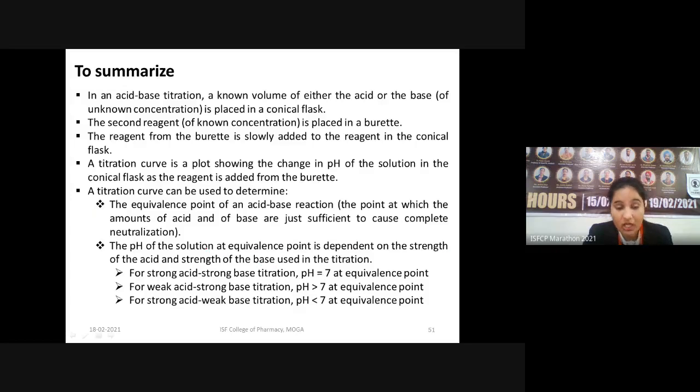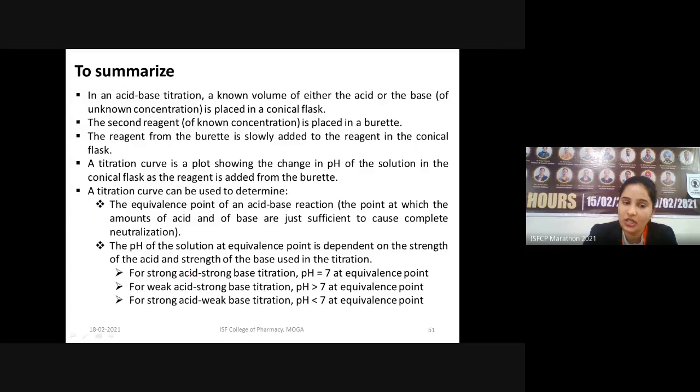So another important piece of information we have got from the titration curves is that the pH of the solution at the equivalence point is completely dependent on the strength of the acid or base which we are using. For example, if we are using a strong acid and a strong base, the pH will be 7.